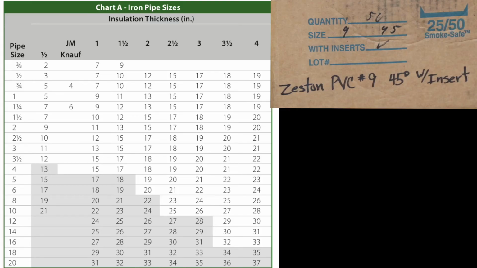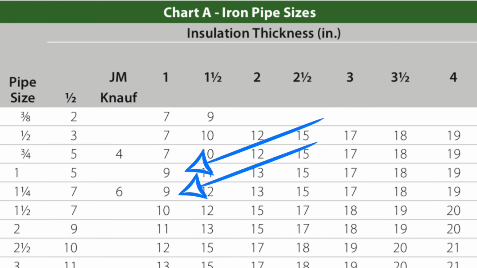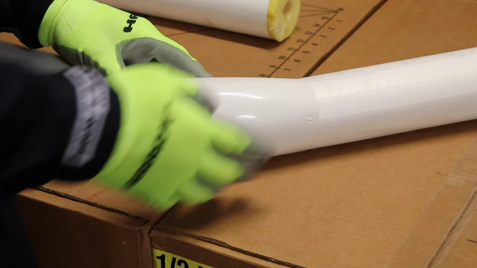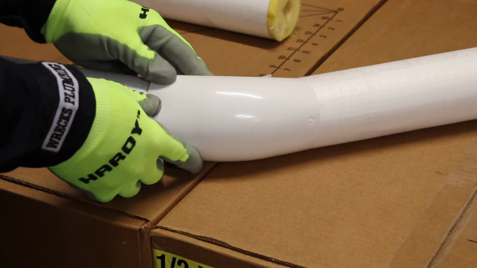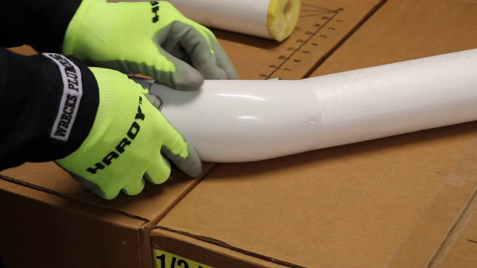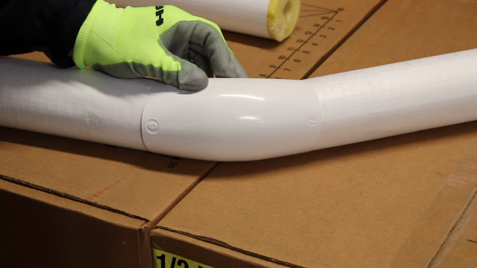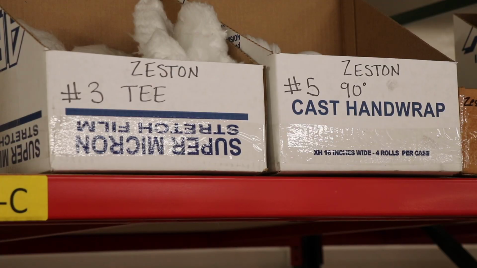Pipe sizes go like this. You can see this box reads here a number 945. And if you look at the chart next to it, it says that for 1 inch and 1.25 inches with a 1 inch wall is a number 9. That 45 with insert is just a piece of insulation. You wrap your 45 around it and it either gets pinned, taped, or glued. You can see here that the number is stamped right onto the fitting. Make sure the insert is with it, double check your order, and ship that bad boy.